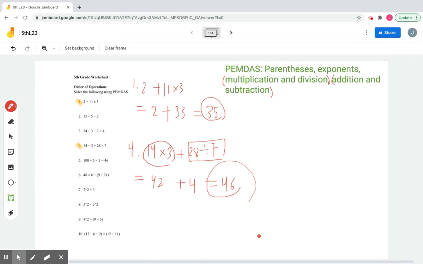It is really important to remember the rule and to follow the rule, because if you don't follow the rule and just solve the problem in another order, then you will get a different answer, and it will be wrong. So always remember PEMDAS and always follow the rule, okay?